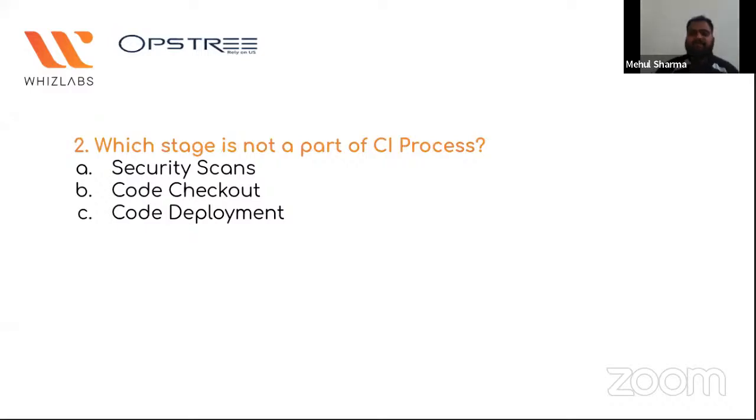The second question is, which stage is not a part of the CI process? So basically, this is code deployment, right? We do not deploy code while doing continuous integration. That is a part of continuous deployment.